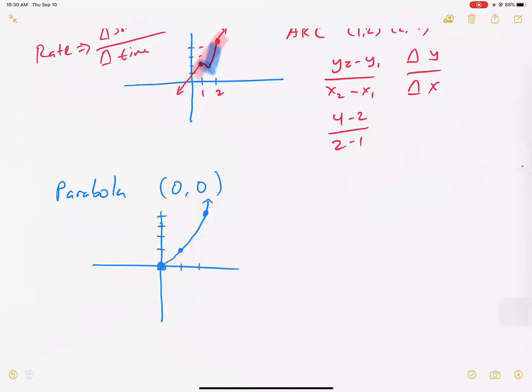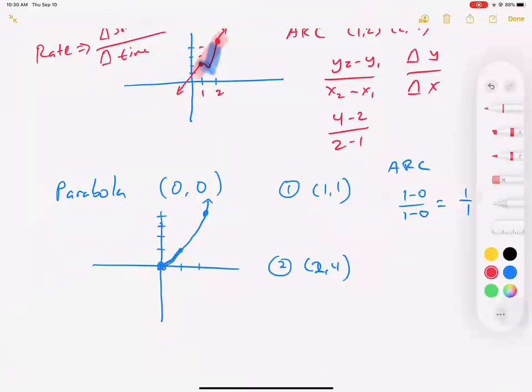So we're going to pick a point here. So our first idea, we're going to compare to point 1, 1. And then we're going to compare to 2, 4. So we're going to look for the average rate of change. Average rates of change, comparing 0, 0 to 1, 1. So 1 minus 0 over 1 minus 0. That's going to be 1 over 1. Okay. Overall, we had an average rate of change of 1.